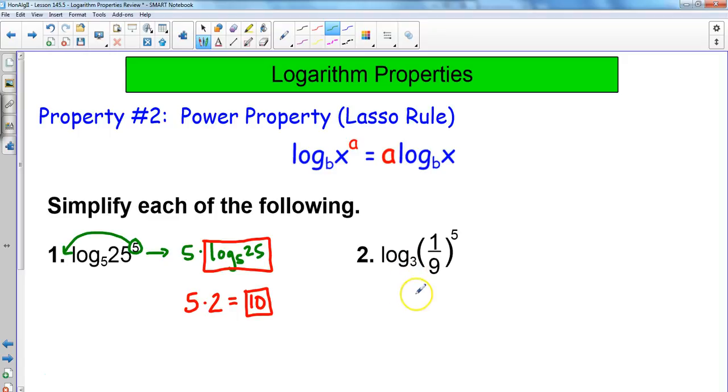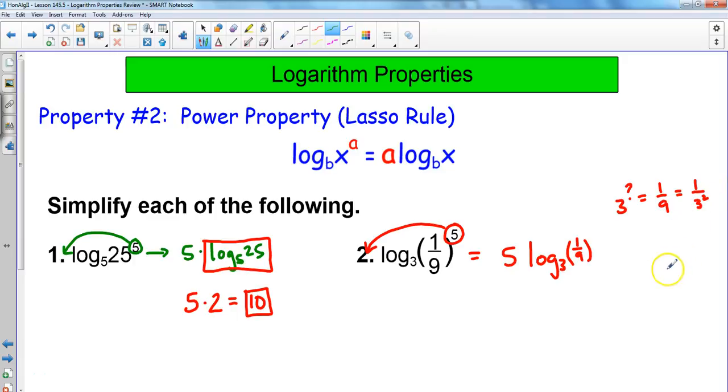One more quick example here. Again, we've got log base 3 of some argument raised to a power. So using that power property, we can move that exponent out front. That's going to be equivalent to 5 times log base 3 of 1/9. And now we can evaluate this log. This isn't necessarily a straightforward log, so let's think about this for a second. This is really asking what power of 3 is equal to 1/9. Well, if I rewrite 1/9 as 1 over 3 squared, hopefully you remember your properties of negative exponents.